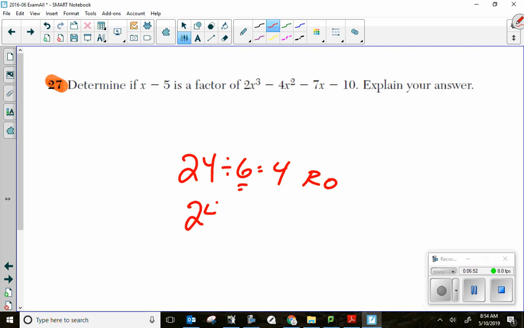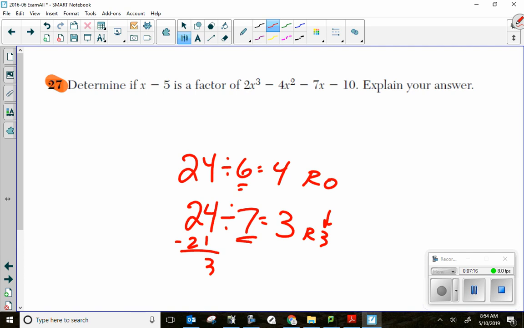If I take 24 and divide it by 7, it goes in 3 times, but it also has a remainder of 3. 7 times 3 is 21. I subtract those, it's a remainder of 3. Do you want to know why there's a remainder that's not 0? Because 7 is not a factor. So determining whether something is a factor or not, we simply divide and look at the remainder.